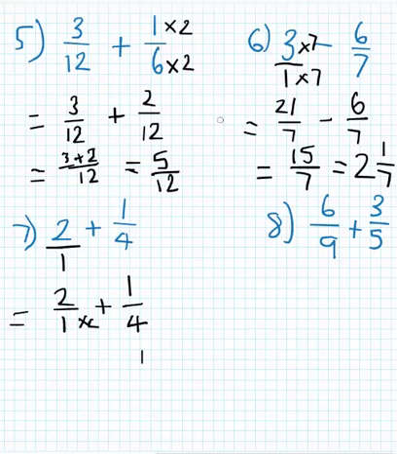Yeah, and I'll just rub that out. Okay. Oops, so we have times by 4, and times by 4. So 2 times 4 is 8. 1 times 4 is 4. Plus 1 over 4.